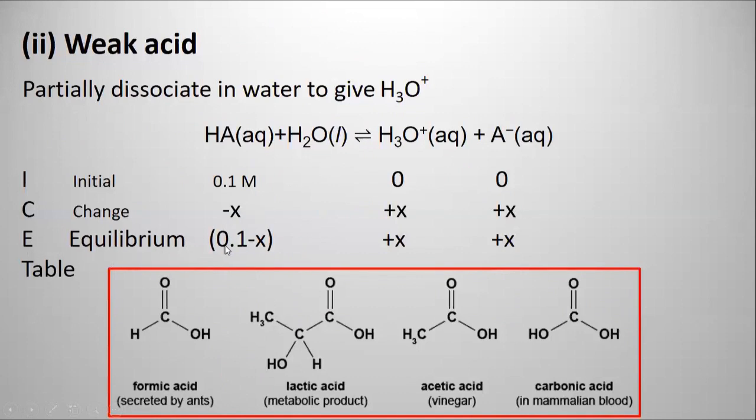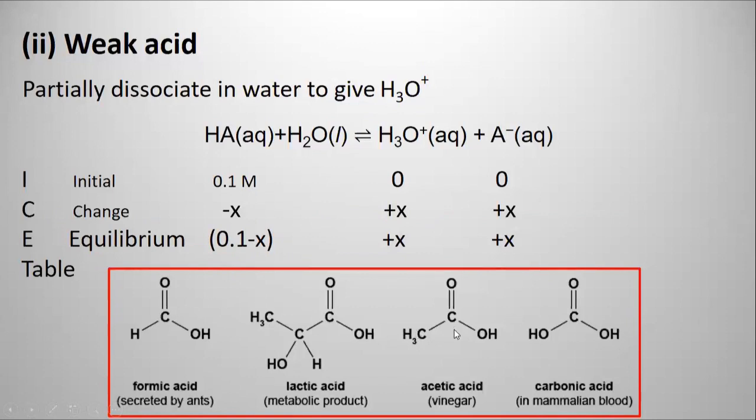So what would be the equilibrium concentration? What would be the remaining after the dissociation of X? It will be 0.1 minus X. What will be the remaining after X? It will be X, right? Because you start with 0. So this is your equilibrium, X and X. So we have the equilibrium concentration. The equilibrium concentration of HA is 0.1 minus X. The equilibrium concentration of hydronium ion is X. The equilibrium concentration of A negative is X.